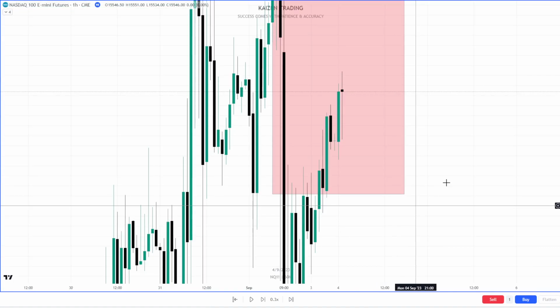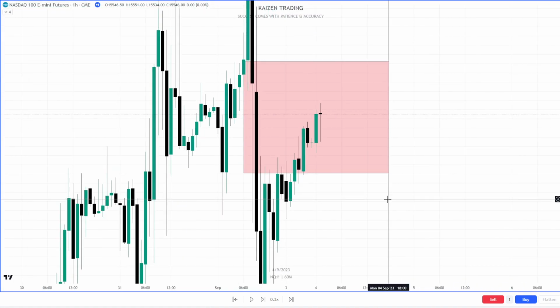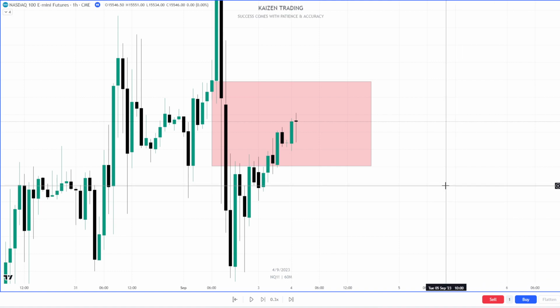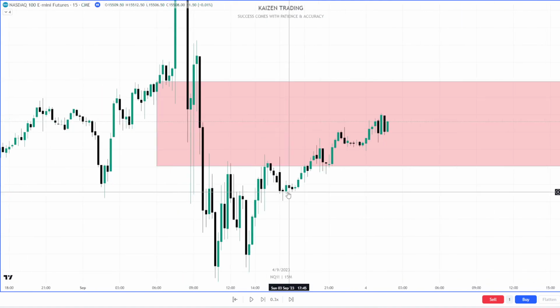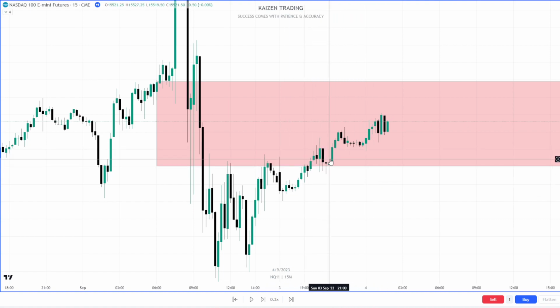And so price is doing this kind of stuff on all time frames. The hourly and the 15-minute chart, if you look at the 15-minute chart, it's doing the same things. Now we're just seeing different fractals of it.